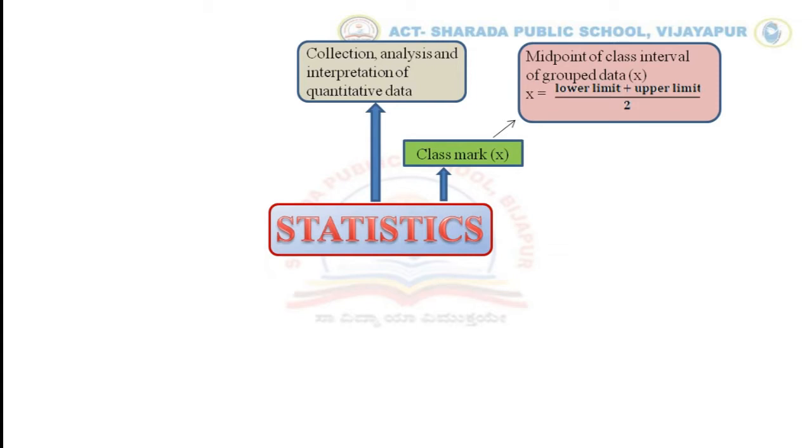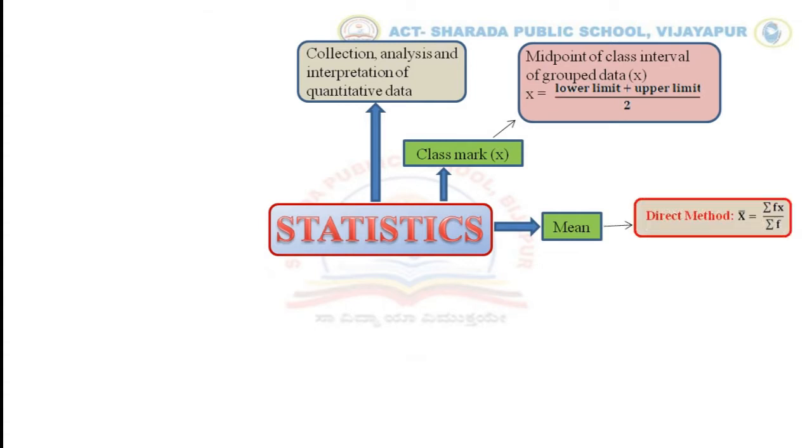Next, we'll discuss about the measures of central tendency. There are three types of measures of central tendency. The first one is mean. And we also discussed mean is given by the three formulas. There are three methods to find the mean. The first method is direct method.